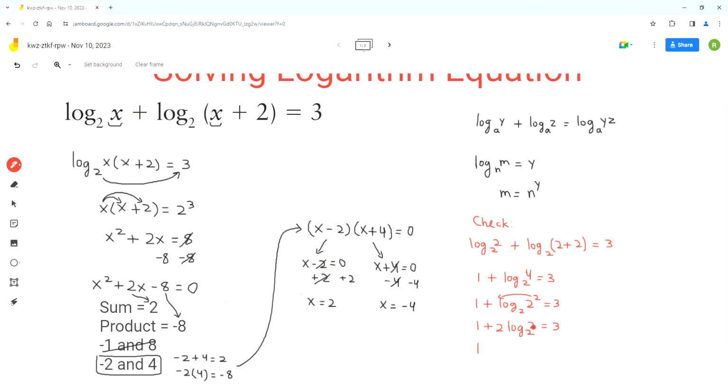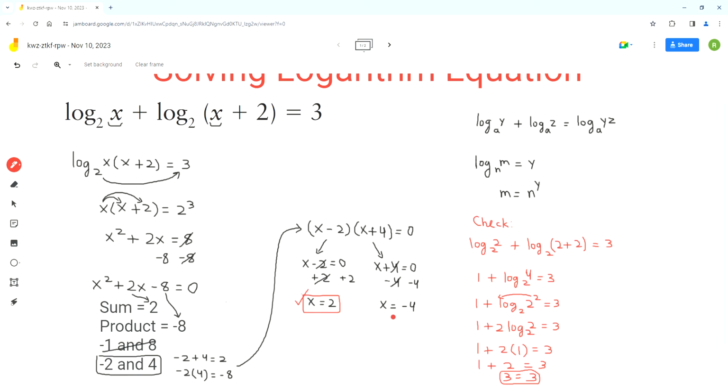Now log of 2 to the base 2 is equal to 1 because the term and the base are equal to each other. So we get 1 plus 2 times 1, which is 2, equals 3. And then 3 equals 3. So that means our first solution x equals 2 is a valid root.